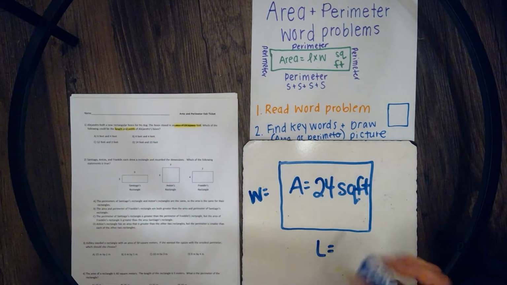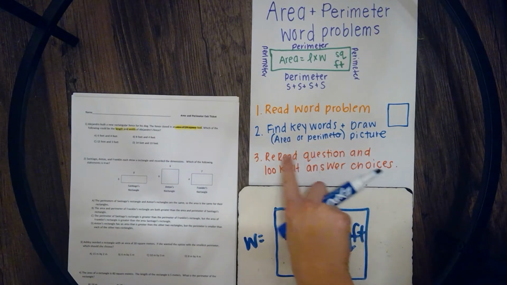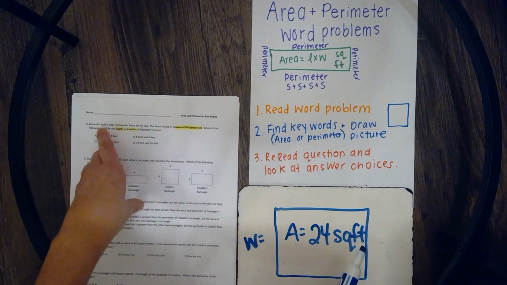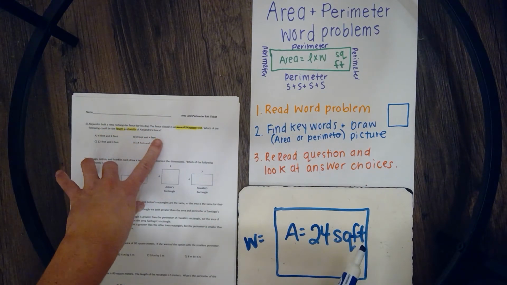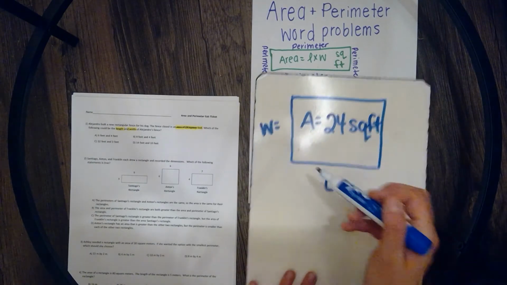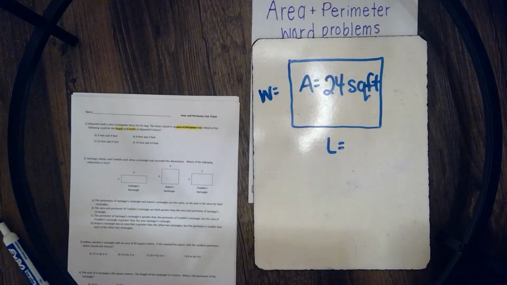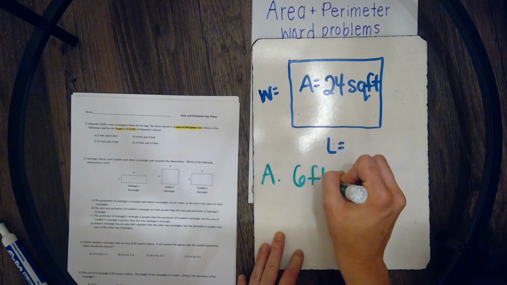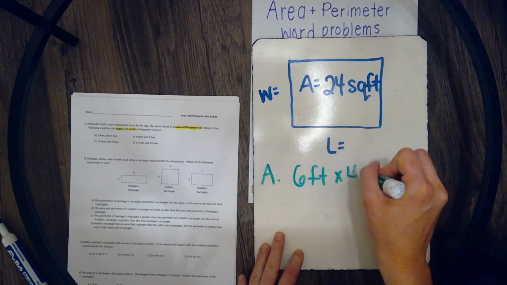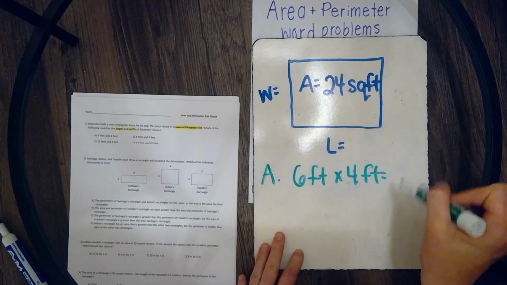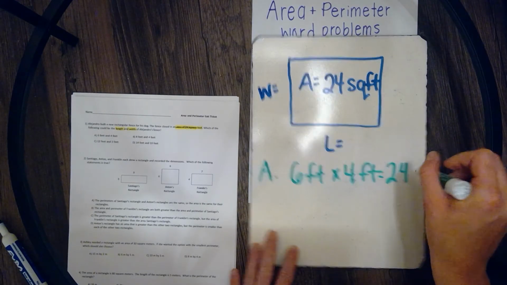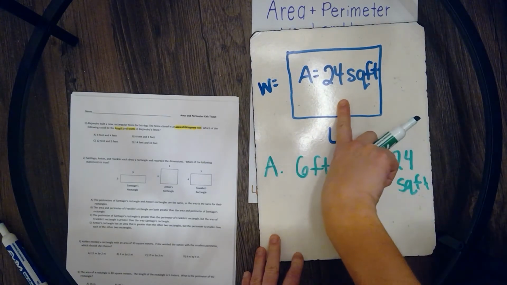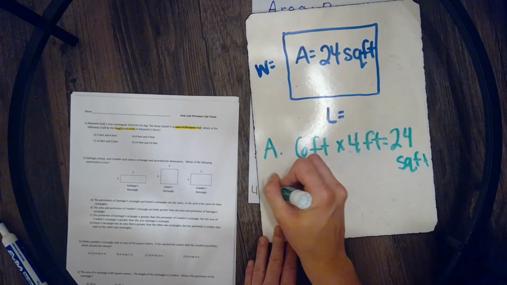Let's go ahead and look at the answer choices. That's number 4. Reread the question and look at the answer choices. So reread the question. Which of the following could be the length and width of Alejandro's fence? All right. A is 6 feet times 4 feet. 6 times 4, everybody, 24 square feet. Okay, that gives us what we're looking for, but we should not stop yet.